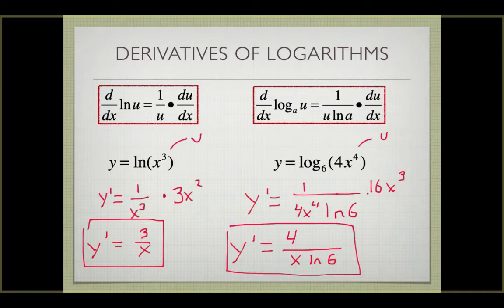You do need to memorize this, just like all the other things we've been doing. So you want to use note cards probably to remember these, but the derivative of ln of u is 1 over u times the derivative of u with respect to x. And if we have a log base a of u, the derivative of that is 1 over the u times ln of a times the derivative of u with respect to x.